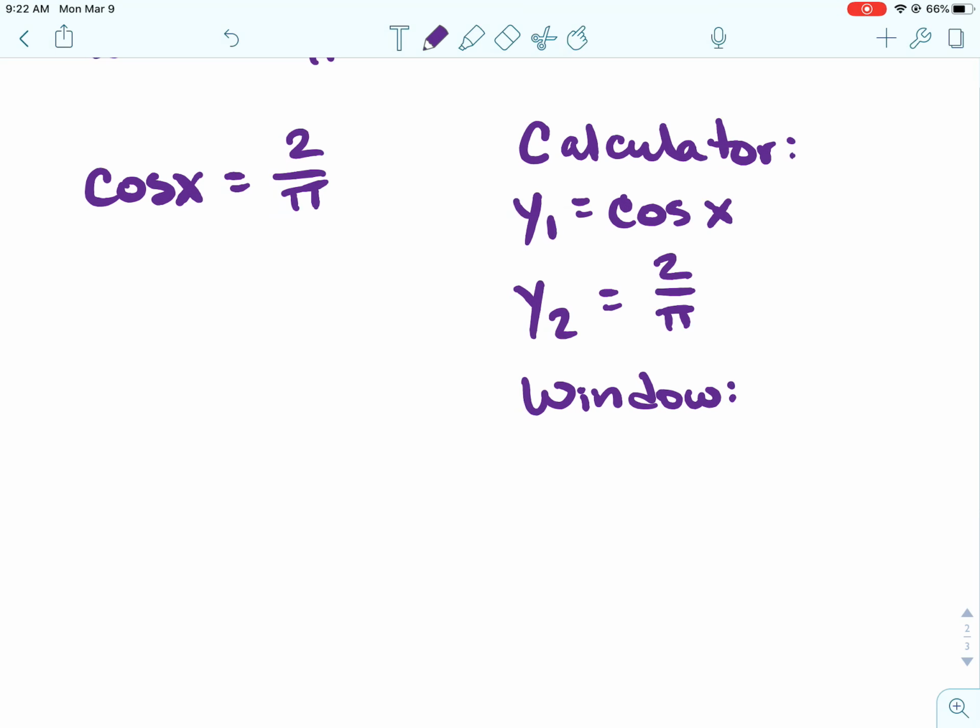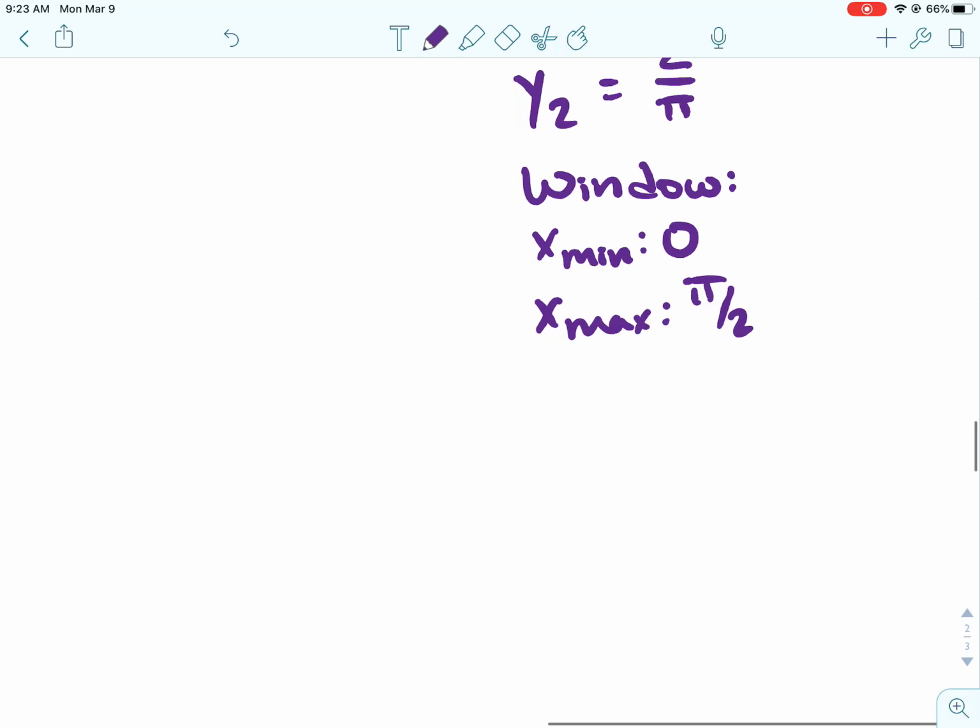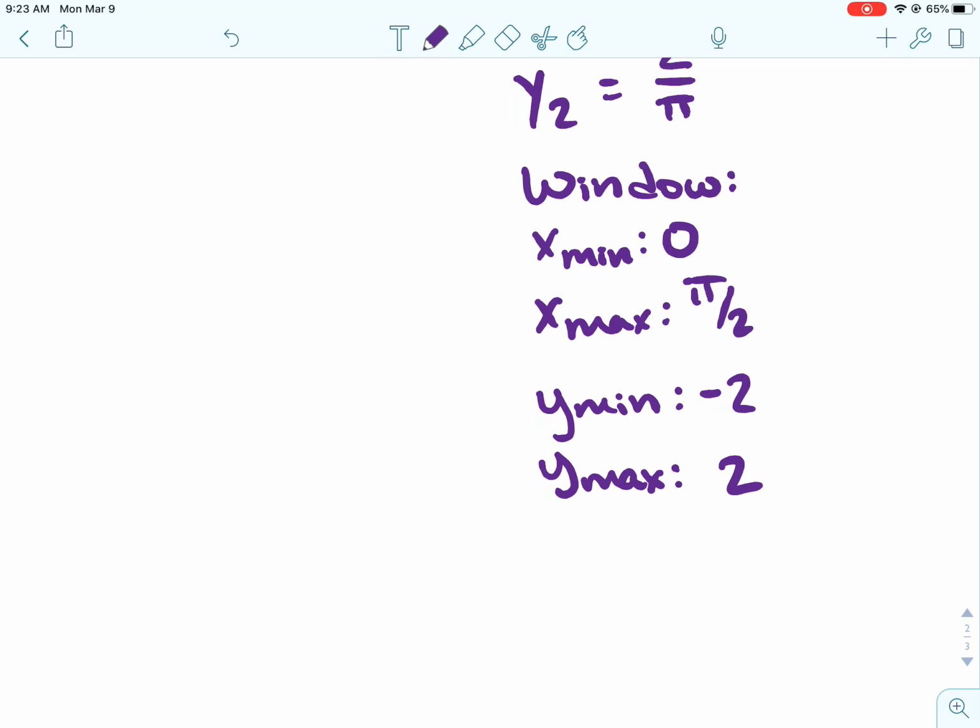And we only care about the interval from 0 to pi over 2, so that's what I'm going to change my window to. So we'll call the x min 0 and the x max pi over 2. Now the y, we might also need to change just so we can see a good portion of our function. So let's just go from like -2 to 2 on the y min and the y max.